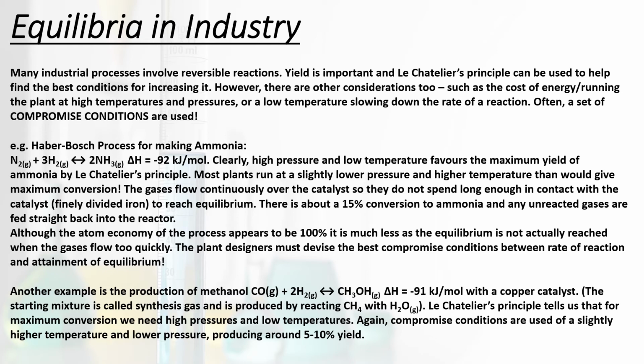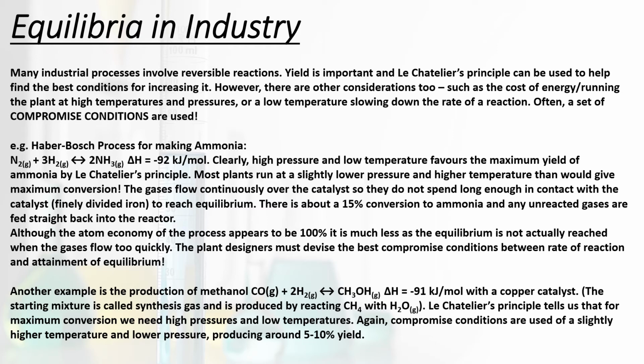Another example is the production of methanol. So this is carbon monoxide plus hydrogen to produce methanol. Again, another completely gaseous reaction. An enthalpy change of negative 91 kilojoules per mole. So again, another exothermic reaction. And the catalyst here is a copper catalyst.